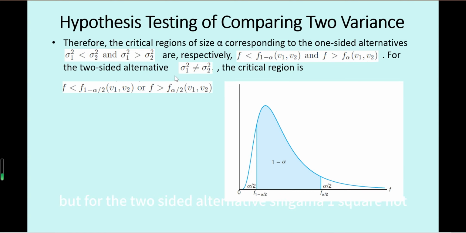But for the two-sided alternative, sigma 1 square not equal to sigma 2 square, we will look at both. If the test statistic is located in this area or this area, so any one of these happens, then we will say the test is significant, right?